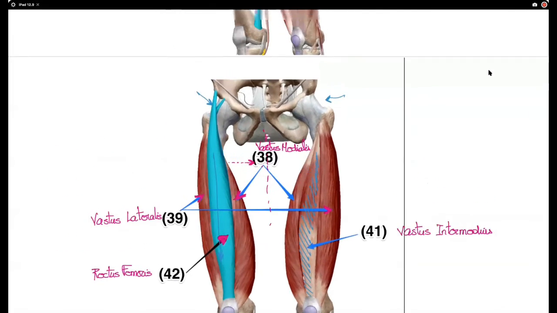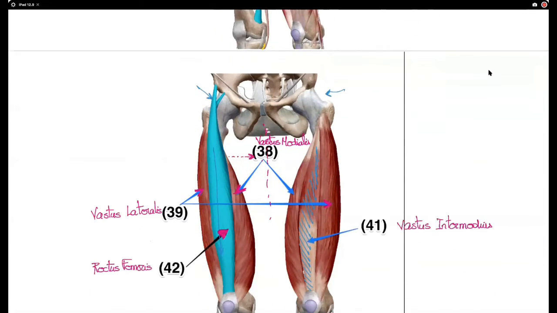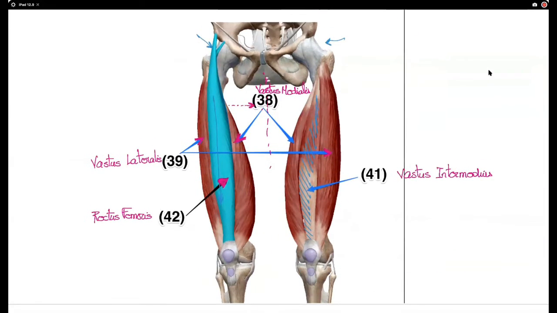Yeah, we're missing number 40. Yes, we're missing number 40. Let me ask you, as number 40, what is the action performed by the quadriceps?